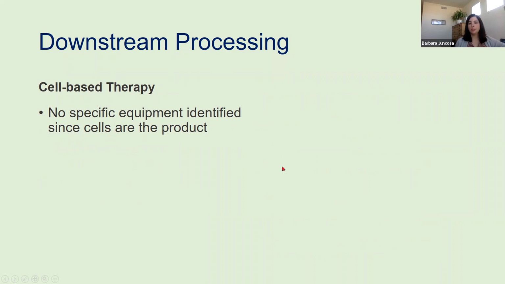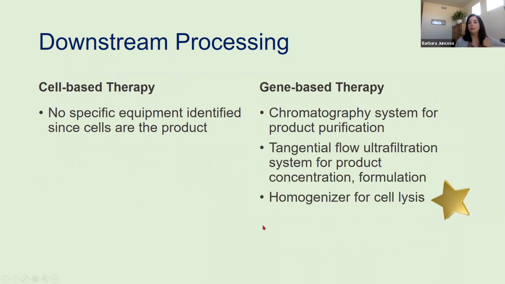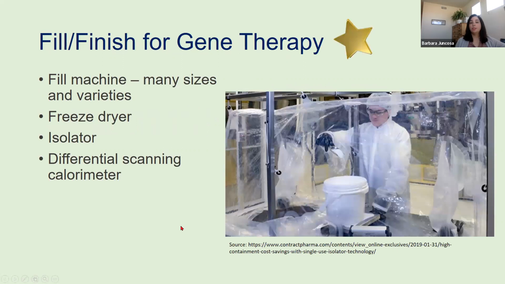On the gene-based therapy side, like Izzo just said, a chromatography system is going to be important for purifying those viruses. Tangential flow filtration will be helpful for concentration and formulation, and gold star if you have a homogenizer for that cell lysis step. So fill finish is all kind of gold star for gene therapy. Many of us don't have a lot of fill finish equipment, but if you do, it's again, just a plus. Fill machines, a freeze dryer, lyophilizer.